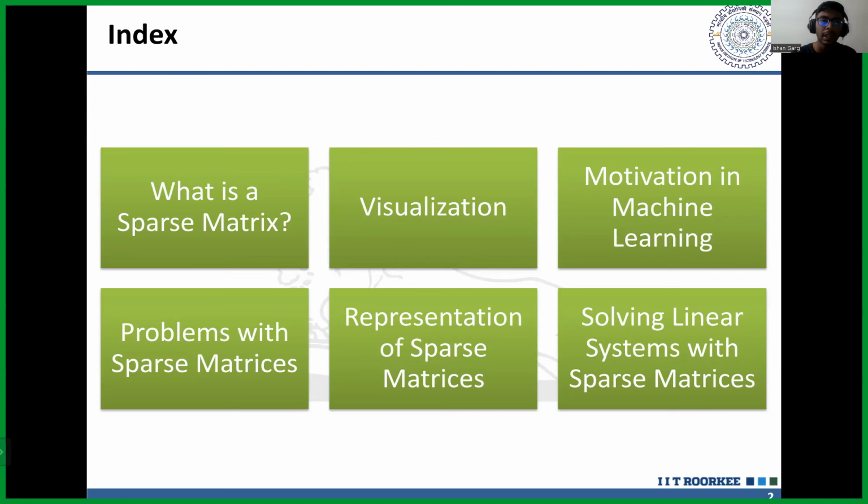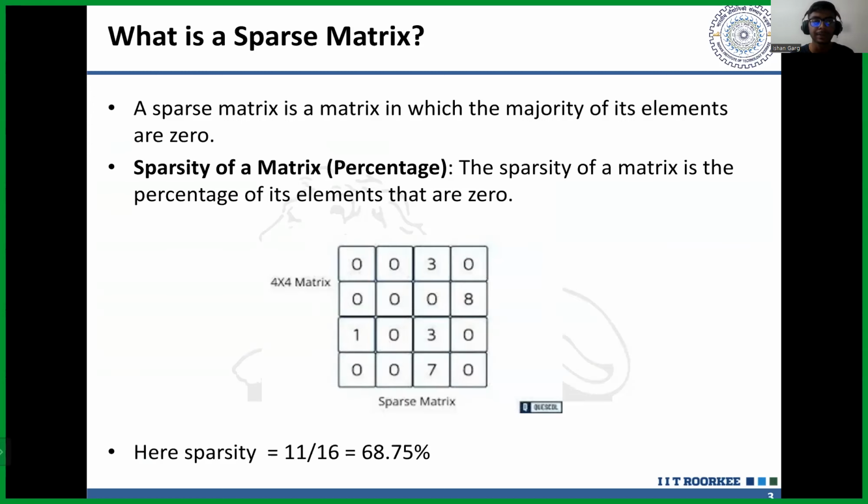So let's have a look at what is a sparse matrix. Basically, a sparse matrix is a matrix in which most of its elements are zero, that is, null values. We can define a sparse matrix through its sparsity. So what is the sparsity of a matrix? It is the percentage of its elements that are zero. In this 4 cross 4 matrix, we can clearly see that 11 out of 16 elements are zero. Hence, we define sparsity as 11 by 16, that is approximately 68.75%.